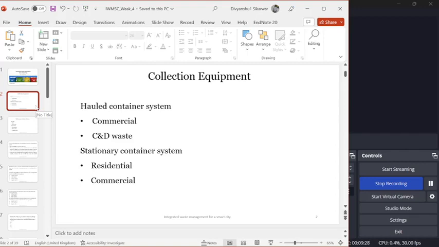Second is stationary container systems, which include residential and commercial systems. In stationary container systems, the containers basically stay at their place, because they are normally used in residential or commercial places where the individual container won't have much weight. It can be lifted and emptied into the collection truck. That's why these containers are normally stationary. They need not be moved or hauled from their specific location to be emptied.